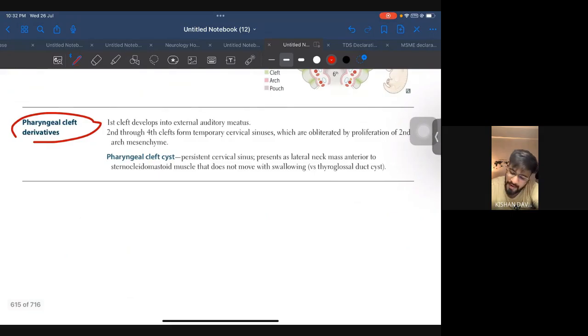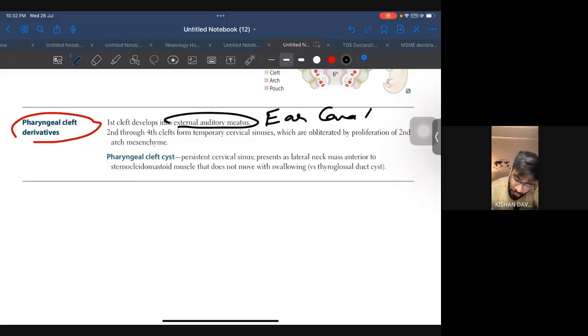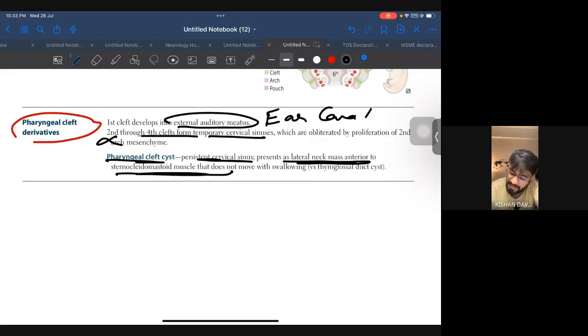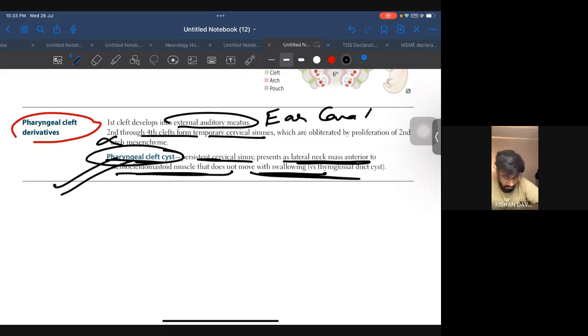Moving to pharyngeal cleft derivatives. The first cleft develops into the external auditory meatus, that is the ear canal. The second through fourth clefts form temporary cervical sinuses, which are obliterated by the second arch. Pharyngeal cleft cyst is a persistent cervical sinus present at the lateral neck, anterior to the sternocleidomastoid muscle, that does not move with swallowing. So pharyngeal cleft cyst is important, and it is a persistent cervical sinus.